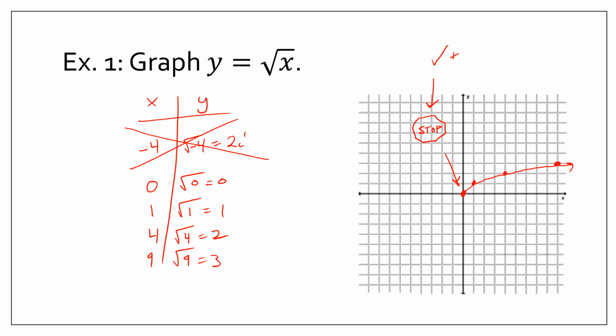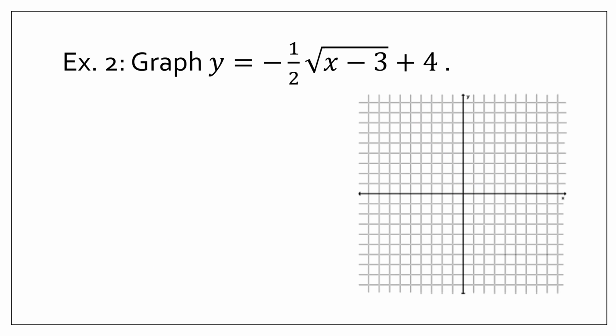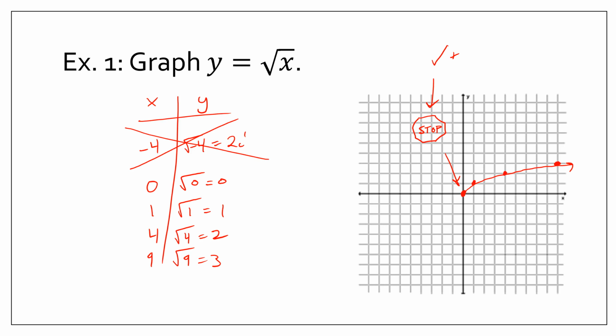All right, now that we know the parent function, let's graph with some transformations. Now, just real quick. Oh, I should have done this. Domain and range. Okay, so the domain. Remember, the domain means all of the x's I can plug in. Well, I can only go 0 and up. So the domain, x has to be greater than or equal to 0.